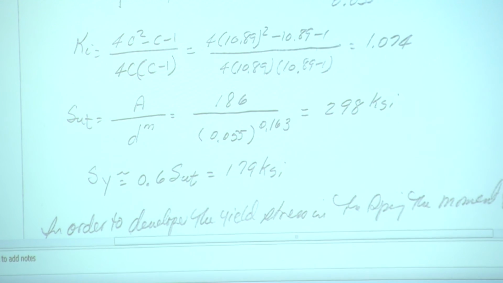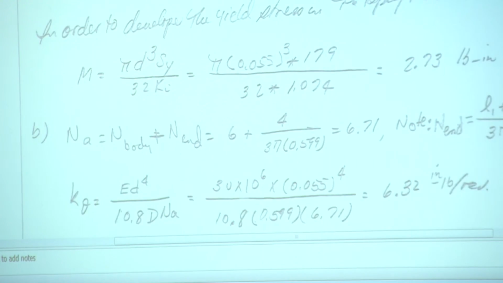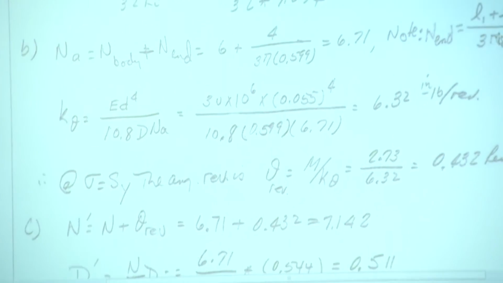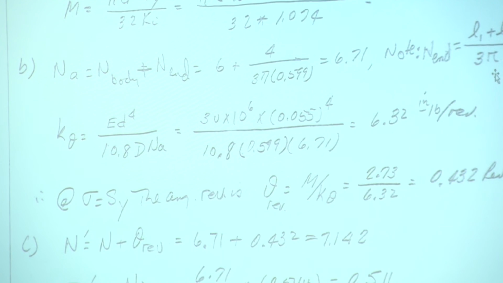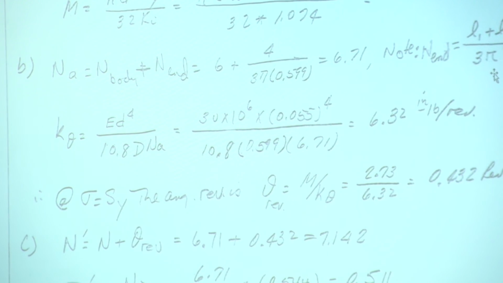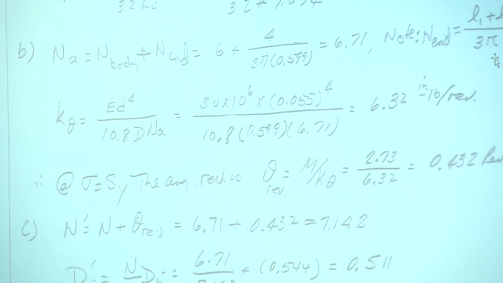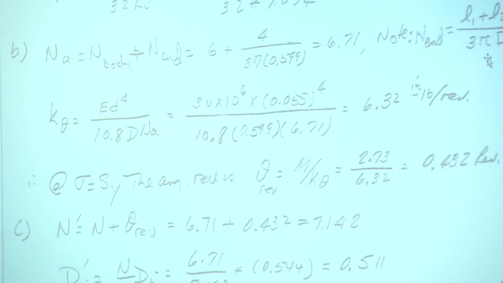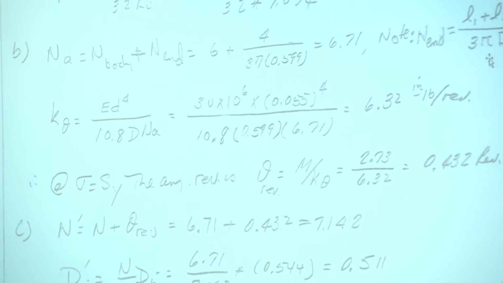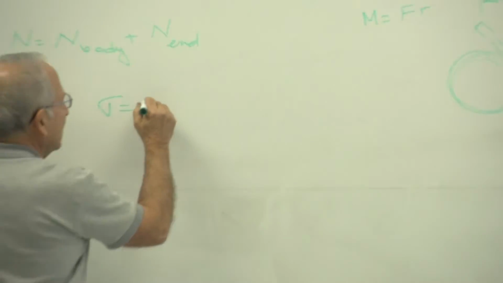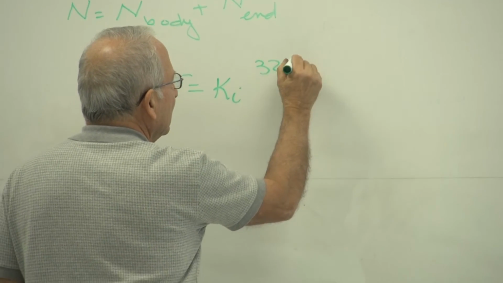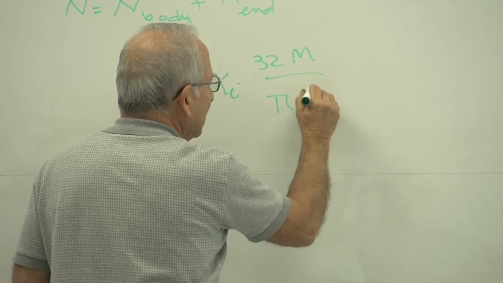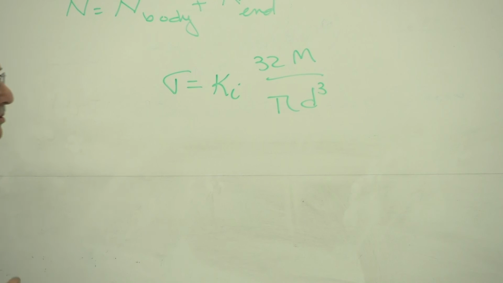That's actually a little low. We could take it at higher than that as well. So remember that we have an equation that says sigma, I erased it. Okay, so that equation says sigma is equal to Ki times 32M divided by pi d cubed. That's your usual bending equation.